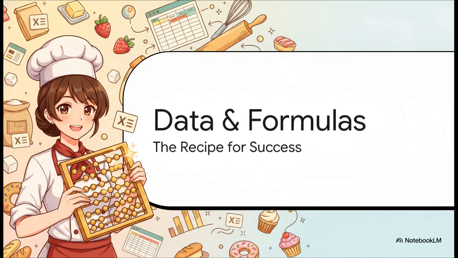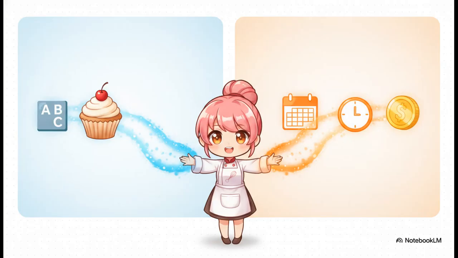Okay, Section 3, Data, Formulas, and Functions. The recipe for success. We know what the kitchen looks like. Now let's talk about the ingredients. Let's look at what actually goes inside those cells to calculate our profits. Here is a massive exam tip for you, so write this down. Data generally comes in two forms, text or values.